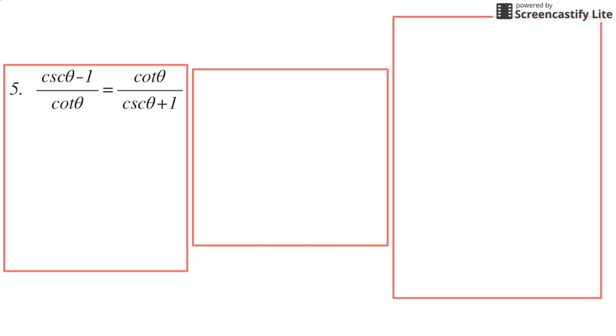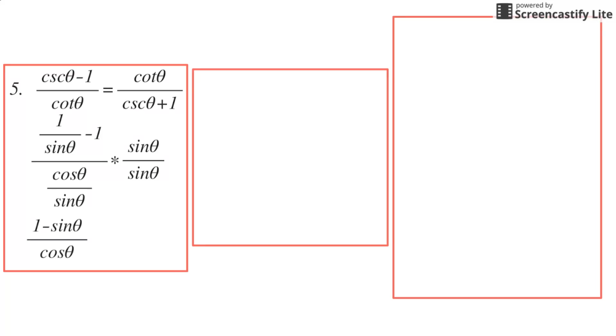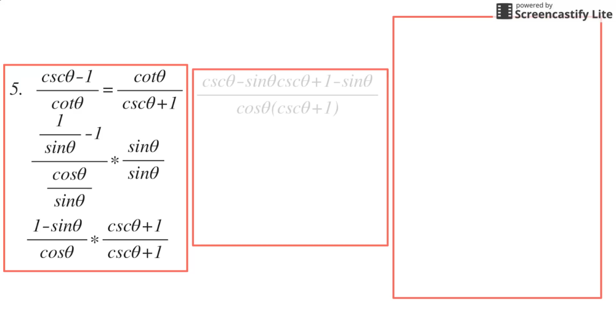In this problem, each side is equally ugly, so we'll start on the left as has been the pattern in this video. So we'll separate the sines and cosines and then get rid of the inner fraction by multiplying by sine over sine, and that becomes 1 minus sine over cos. And then as we did in the first problem of this video, we'll multiply the numerator and the denominator by the denominator of the desired result. And then multiplying that together, we get this.